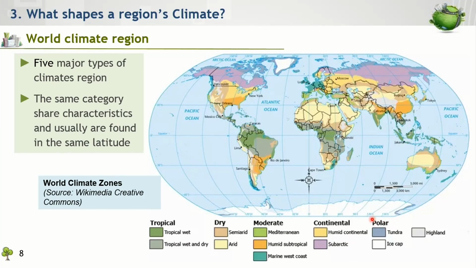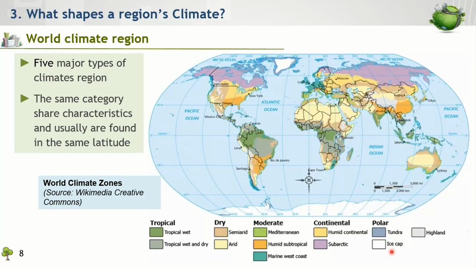Then the last climate zone is the polar zone. The polar climate zone is divided into the tundra and ice-capped subregion. The tundra subregion is defined by very cold temperature, low precipitation, and frozen ground. It is found in the northern hemisphere around the Arctic Ocean.